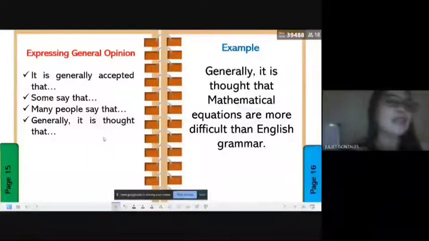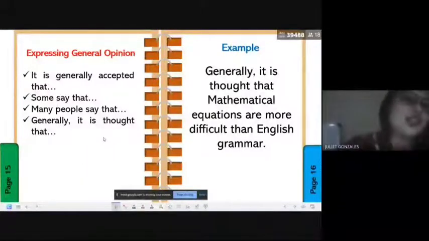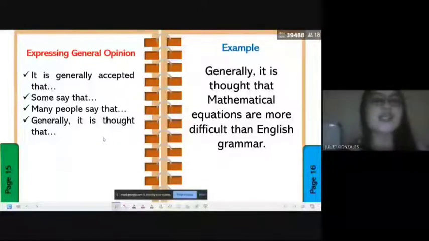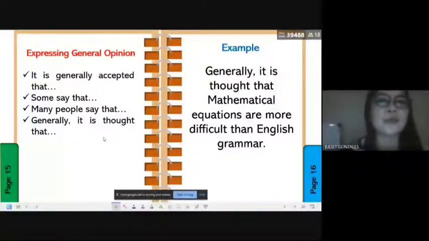Now this time, kindly go back to your chat box. Kindly choose among these four expressions which are intended to express general opinion and construct your own statement. I'll give you 1 minute to do it. Go. On the count of three, kindly send your answers together. 1, 2, 3, send.